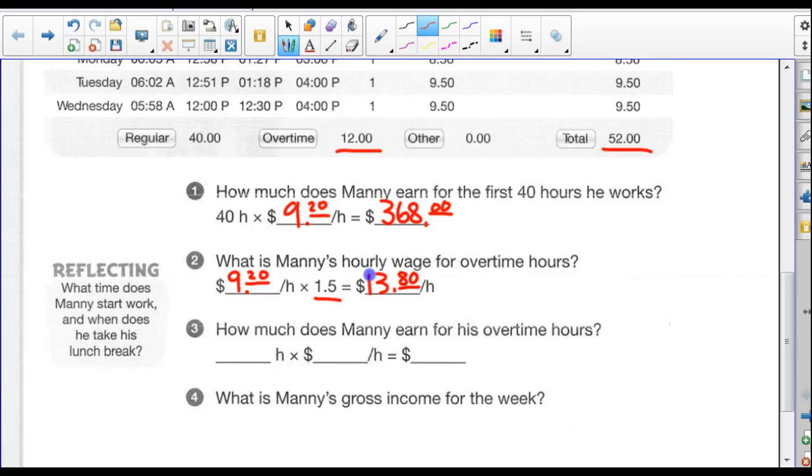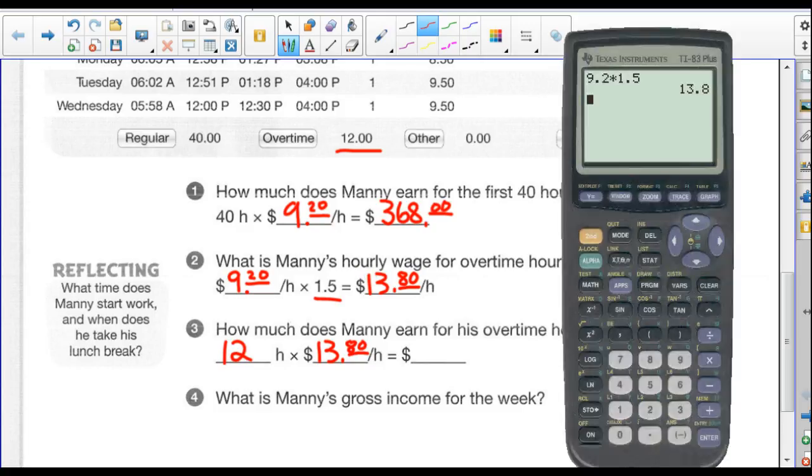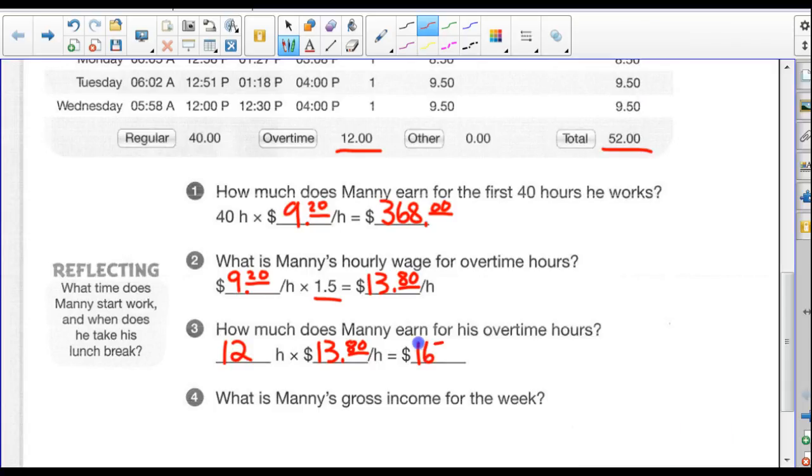So how much does Manny earn for his overtime hours? Well, according to the time card, he's working 12 hours of overtime at $13.80 per hour. And we can take our calculator and take 12, multiply that by $13.80 per hour, which means he's going to make $165.60 extra for those 12 hours that he worked.